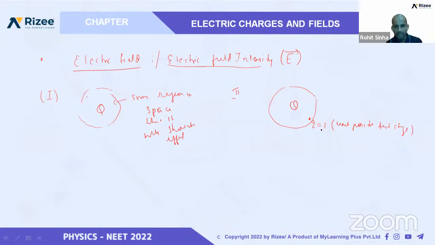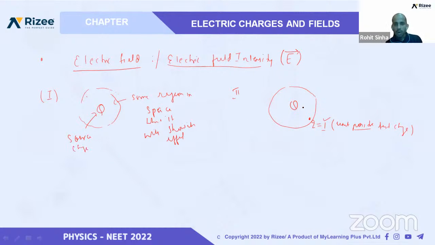Because it has unit value and positive nature, we call it a unit test charge. Why do we take it as a unit? So that its own electric field is small and will not disturb the electric field of the source charge. This is the source charge.